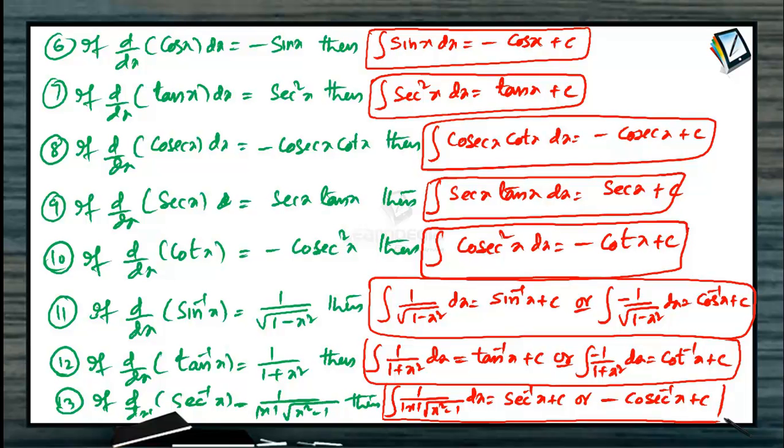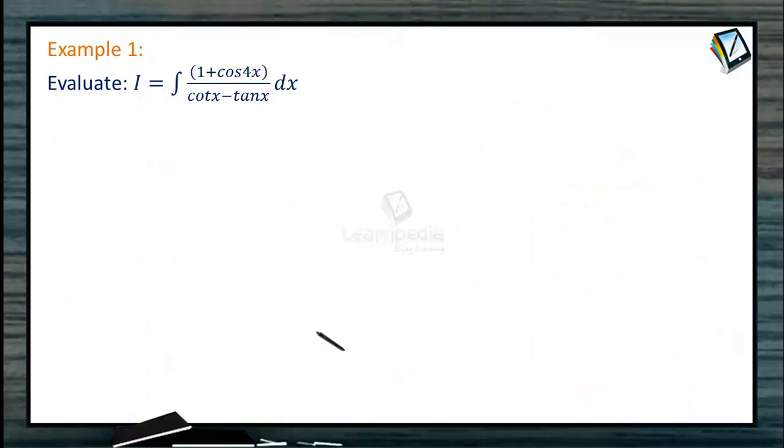The definition of integration is a reverse process of differentiation. Using derivatives we can find out all these basic formulae. Next, let us switch on to the examples related to these basic formulae.